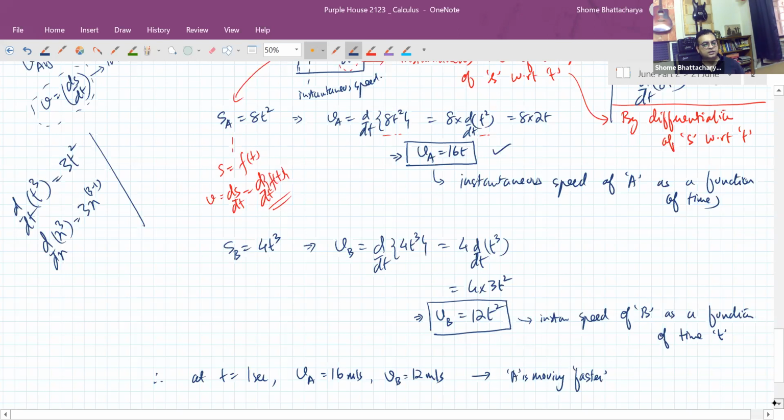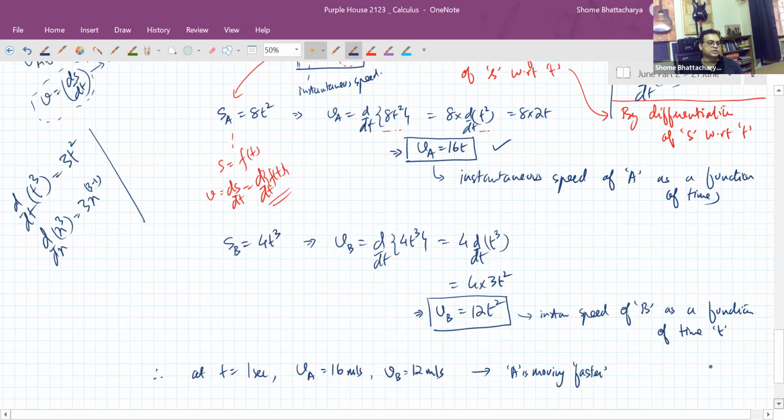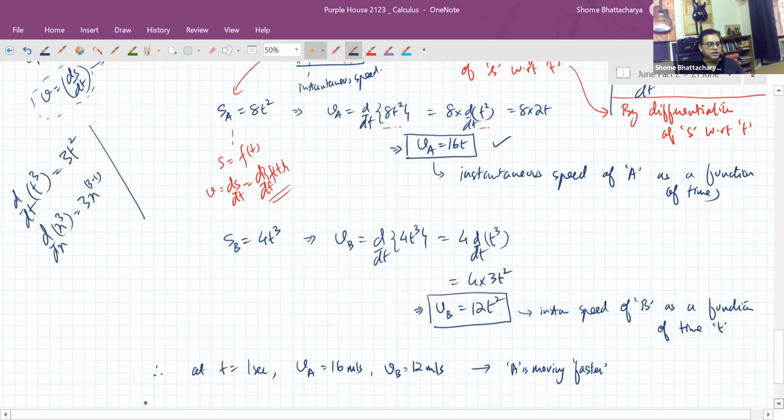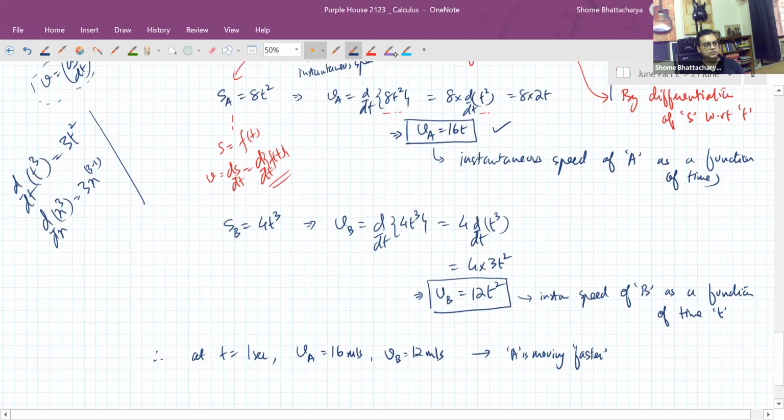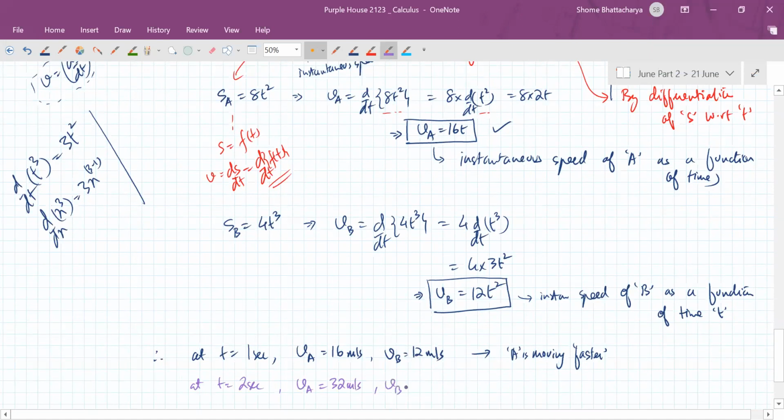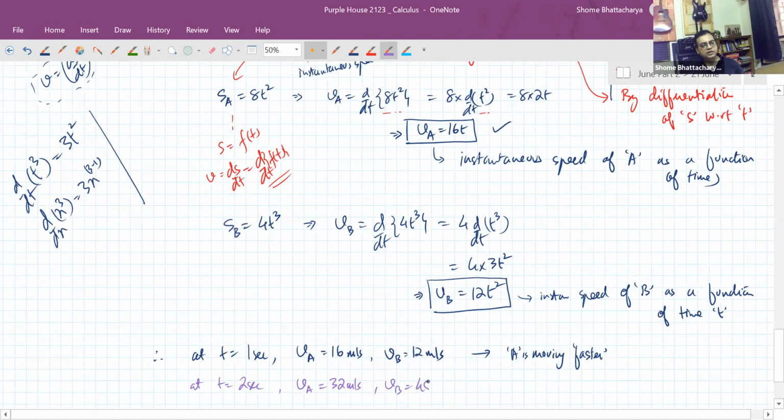Okay. But at t equal to 2 seconds, you will see that this could have changed. At t equal to 2 seconds, you would have seen that A's speed would have become 32 meters per second. So it's increased quite a bit. But B's speed has increased even more. It's become 12 into 2 square. So it's become 48 meters per second. So by now, what is happening? B is faster.